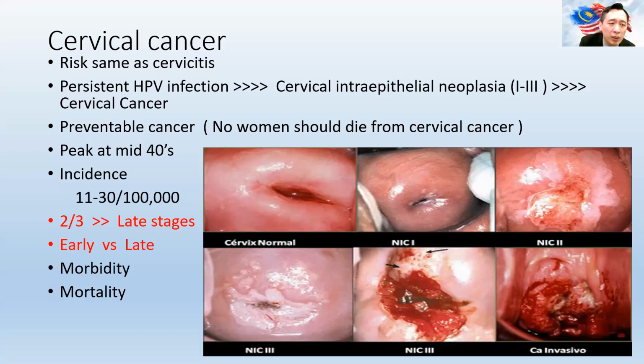Cervical cancer is actually preventable. No women should die from cervical cancer. Most of the time, cervical cancer peaks at 40 years old. Incidence is 11 to 30 in 100,000. It is more prevalent in Chinese compared to Malay and Indian because of the sexual practice, and they have more sexual partners.